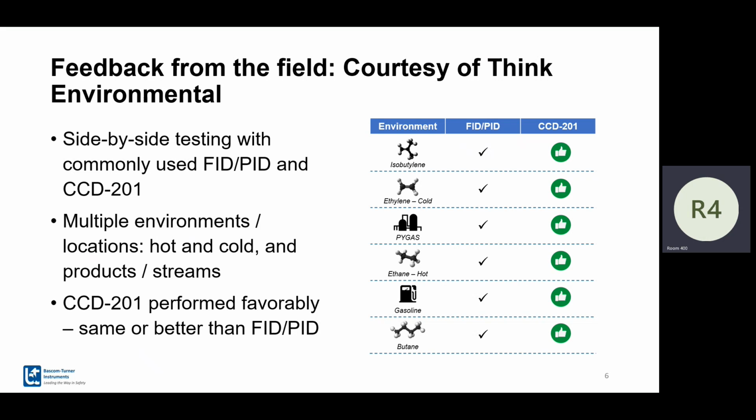So when running this side-by-side testing, in comparison to the FID, the CCD, how consistent were the readings? Very, very consistent, within 2%. And it's faster. The response time, the actual time, is pretty amazing.